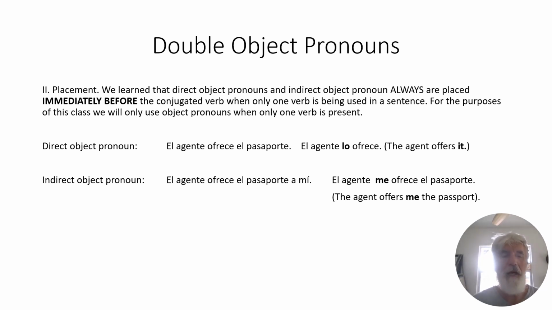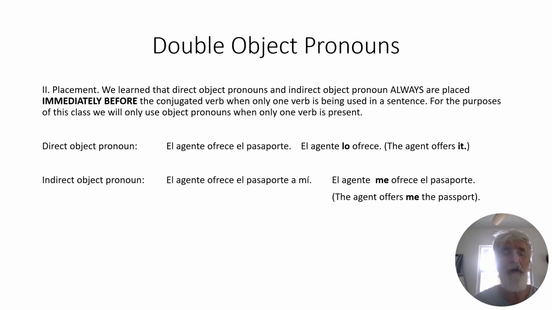So in Spanish, where do we place the double object pronouns when we use two pronouns together? And here we say they are always placed immediately before the conjugated verb. Okay, when we have one verb in the sentence, and I'm going to try to keep it simple here. There are other placement rules when we have more than one verb or verb form, but for our purposes, let's just work with one verb in a sentence. You're going to place your double object pronouns before the verb, before the conjugated verb.